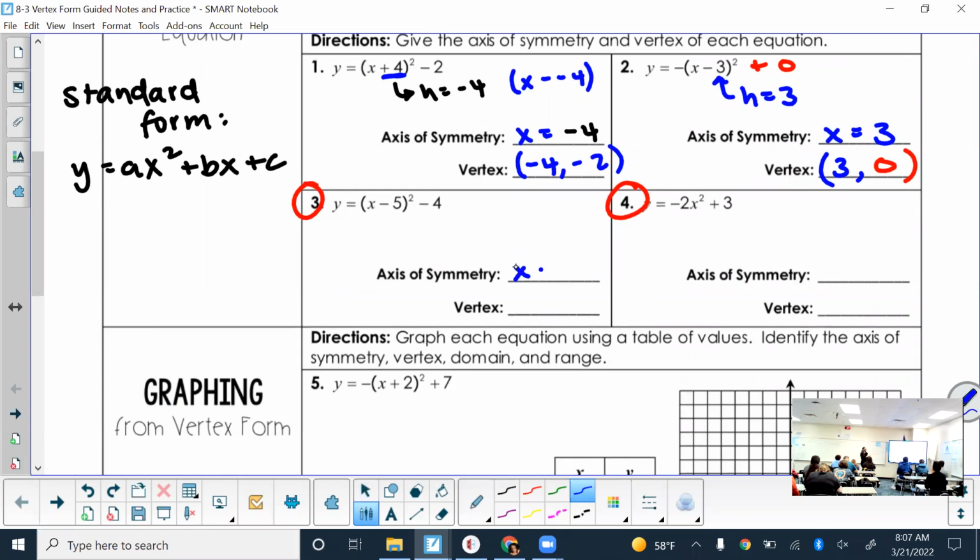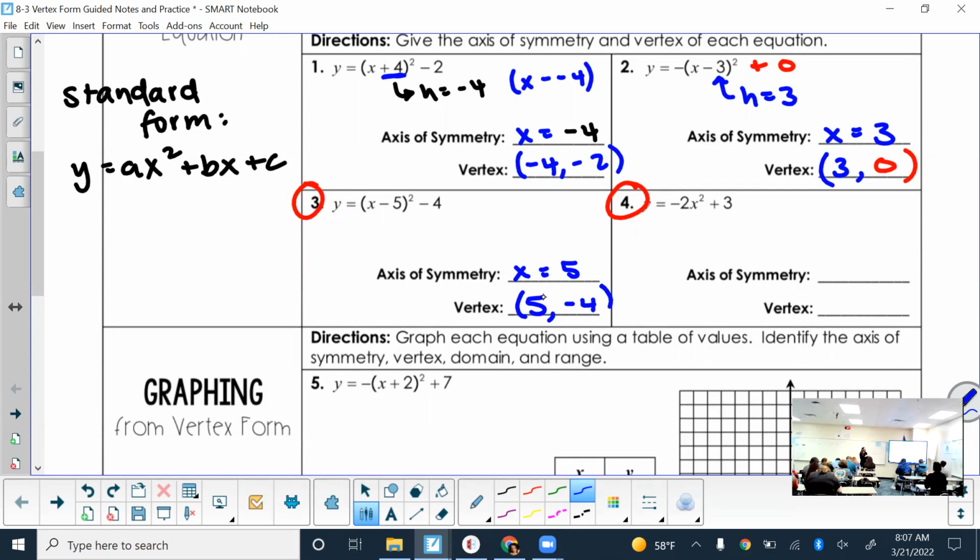X equals, it should be positive. So your h will always be opposite sign of whatever's in the equation. So if it looks negative in the equation, it'll actually be positive. All right, so easy mistake to make, just fix it, not a big deal. Should be x equals positive 5. What about the vertex?